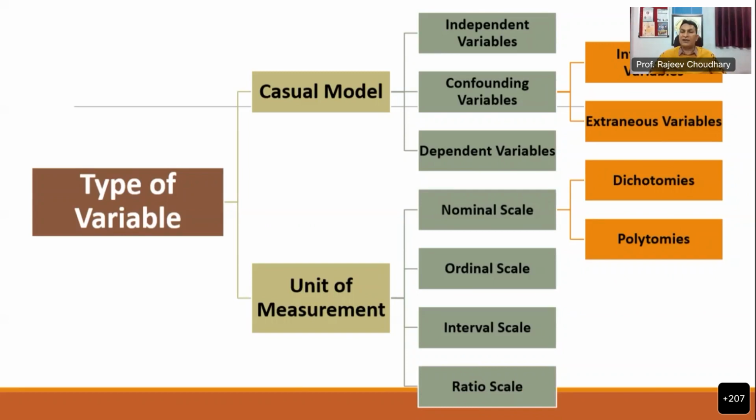So we conduct our studies by taking different types of variables. We should have an idea: what do you mean by independent variable? What do you mean by confounding?